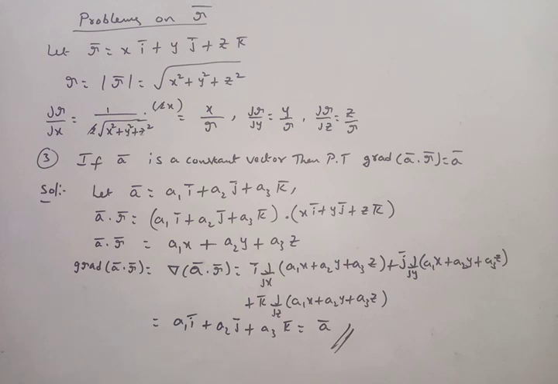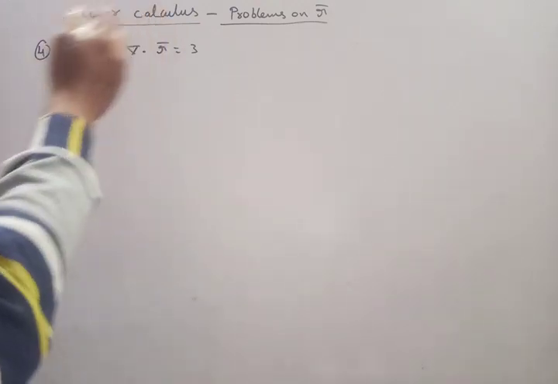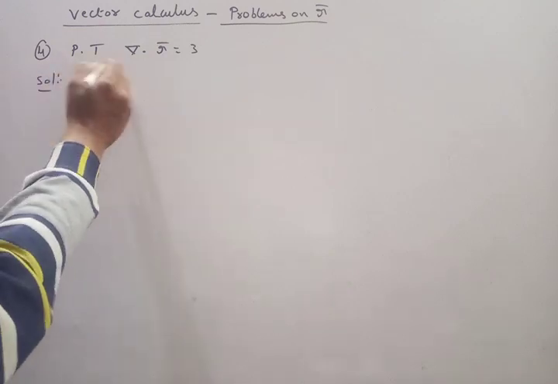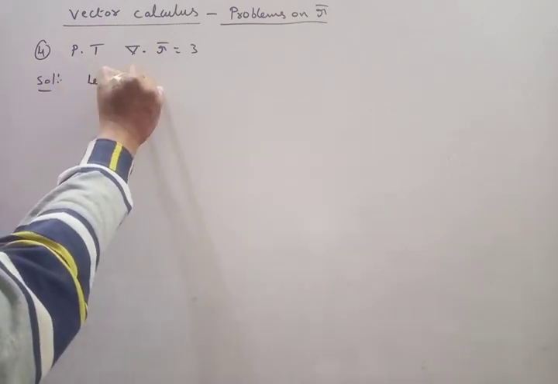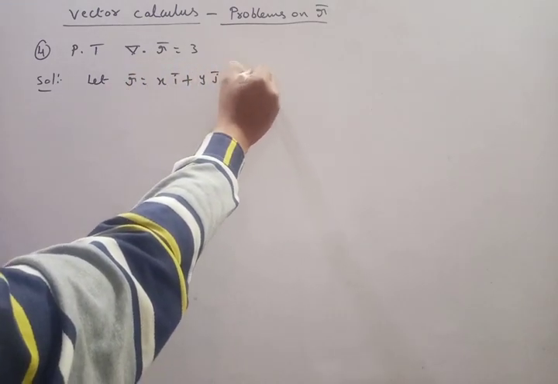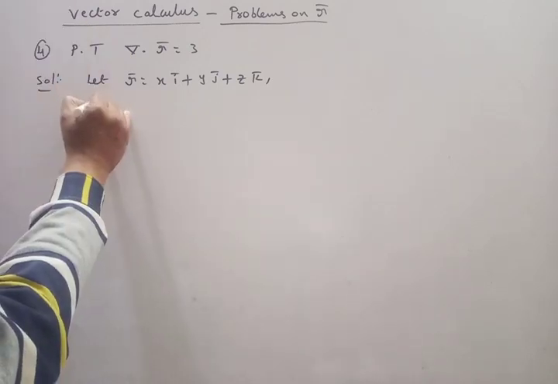Okay, so take down the next problem: prove that del dot r bar is equal to 3. Del dot r bar is equal to 3. That means what we have to do here? So let r bar be equal to x i bar plus y j bar plus z k bar. Whatever data we have, we know that we have to write r is equal to what?